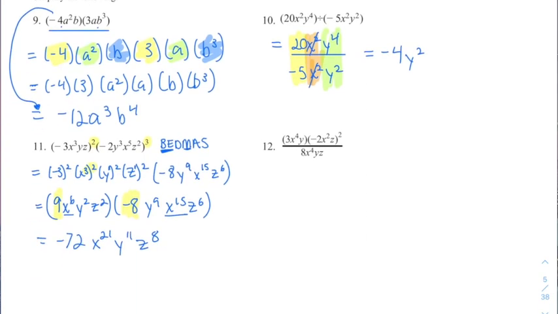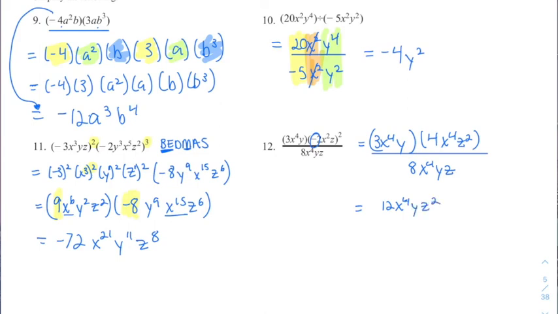Okay, here we go. We're already at the last one. Look at that: 3x to the power of 4 y. I'm going to get 4x to the 4 z squared, since negative 2 squared is positive 4. And the denominator is 8x to the 4 yz. Right now I could do some cancellations, but really the easiest thing for me to do is do the operations on the numerator first before I cancel with the denominator.